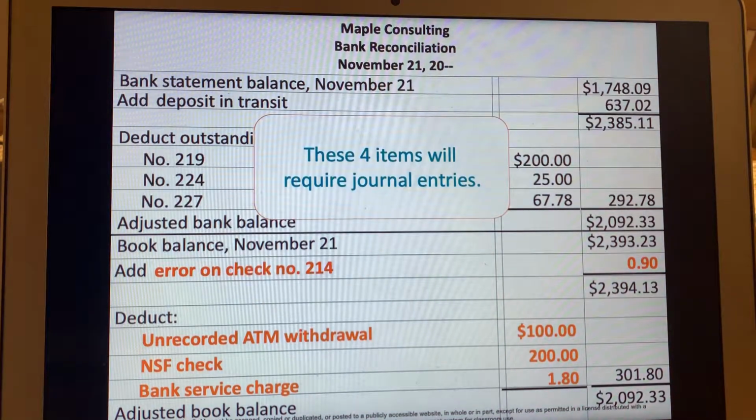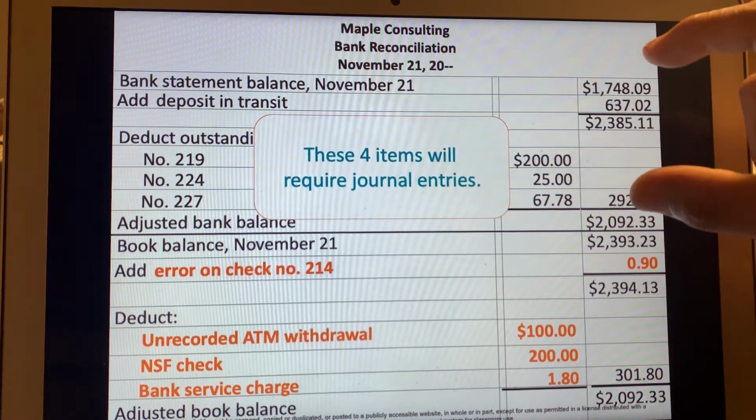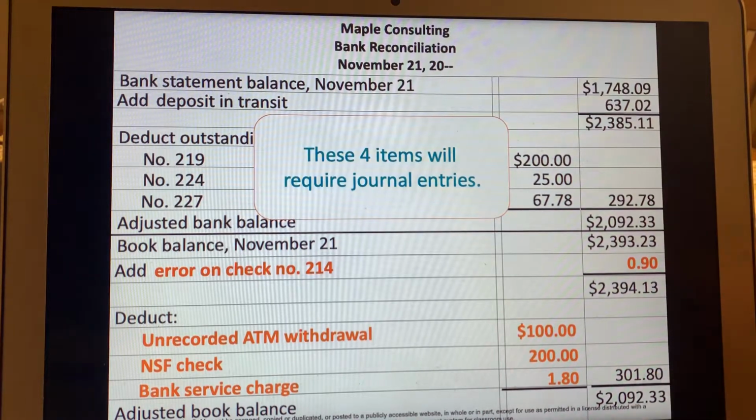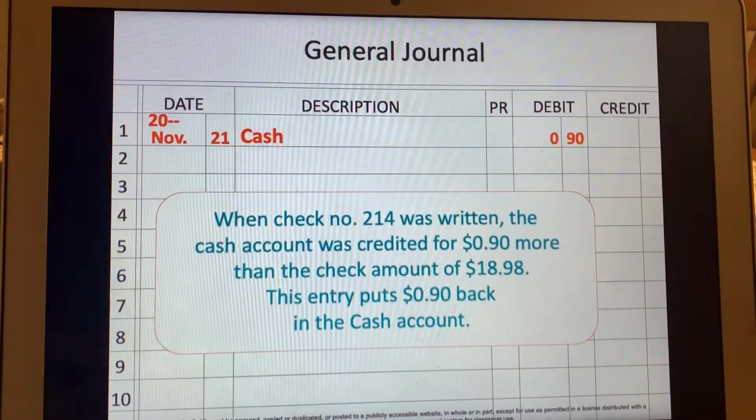So just on the book balance side, error check for 90 cents, and then the ones that are highlighted in orange, those are the ones that we will make journal entries for. Keep in mind that what happens on the bank, that's not what we're worried about. As far as the entries, we're only worried about our side, our books, okay? So these are the ones that will require journal entries.